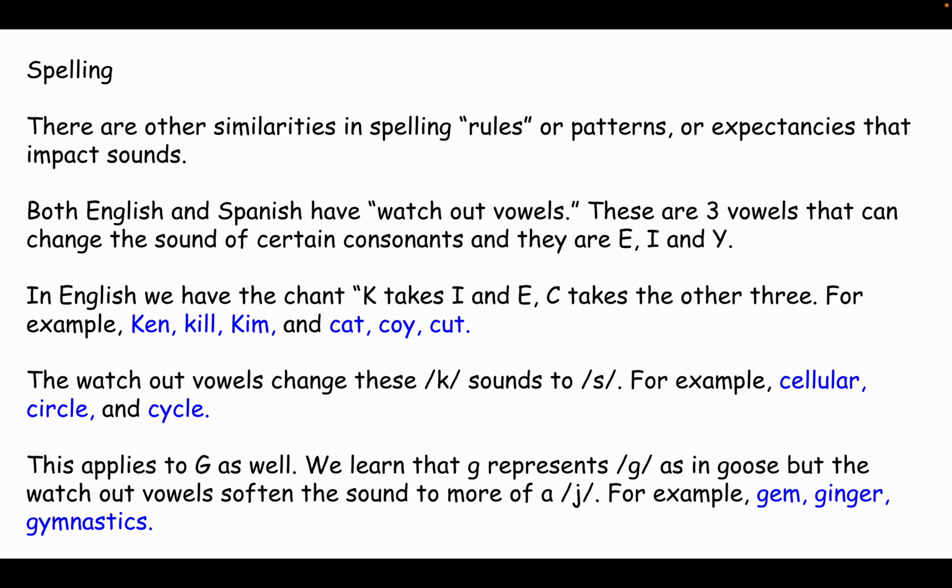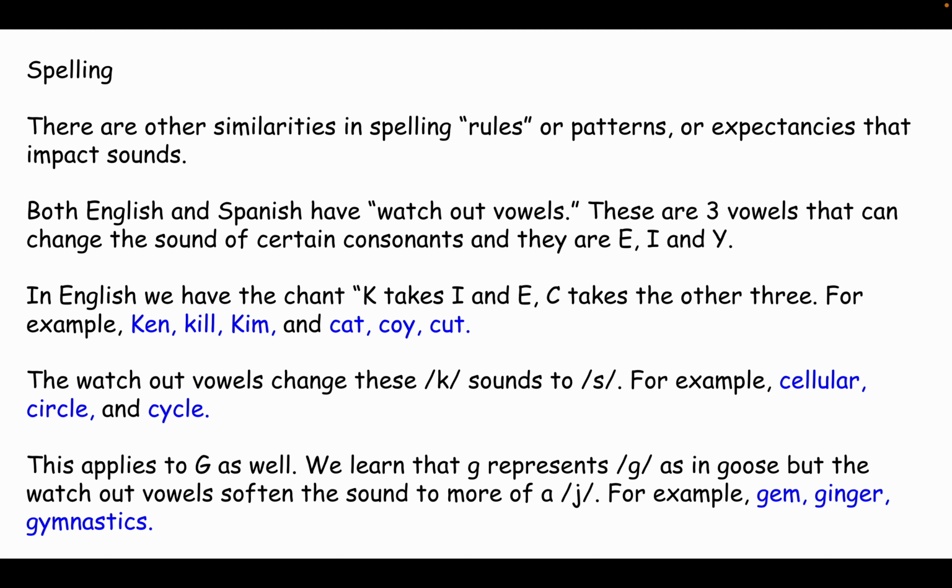So there are other similarities in spelling rules or patterns or expectancies that impact sounds. Both English and Spanish have watch-out vowels. These are the three vowels that can change the sound of certain consonants, and they are E, I, and Y. In English, we have the chant, K takes I and E, C takes the other three. For example, Ken, kill, Kim, and cat, cot, cut. The watch-out vowels change these k sounds to s. For example, cellular, circle, and cycle.